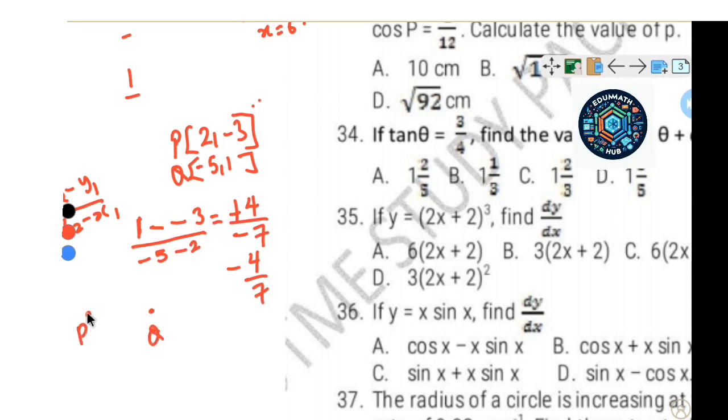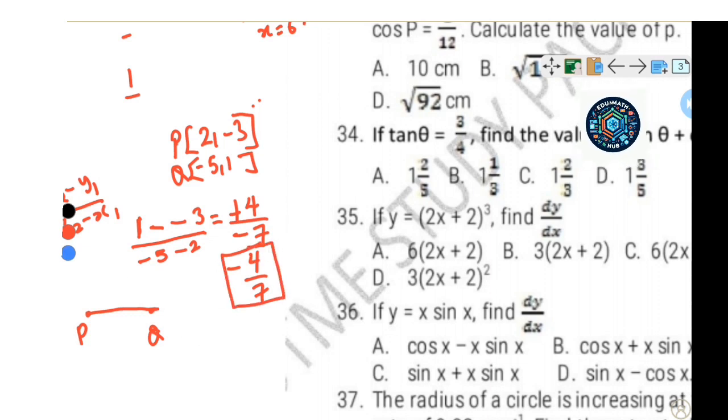This is the gradient of the line PQ. So we need to note this is gradient PQ. We need to find the middle of PQ now. So I'm going to use our midpoint formula, which is what we used in the previous question. So let's use the midpoint formula. You just add the two coordinates and divide by 2. Very simple.